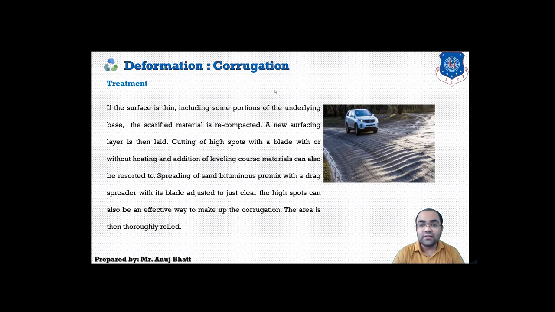if the surface is thin, including some portion of the underlying base and the sacrificial material, those should be recompacted. Then a new surface layer should be laid over that old surface, and cutting of high spots with a blade, with or without heating them, and addition of leveling coarse material can also be done. Spreading of sand bituminous premix with a drag spreader, with its blade adjusted to just clear the high spots, can also be an effective way to make up the corrugation deformations. After all this process, lastly we have to roll the whole area affected by the corrugation.